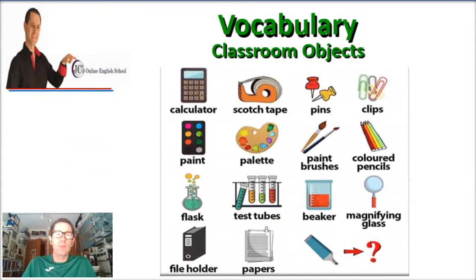Okay, now we're going to continue with our topic of classroom objects. If you remember, last week we studied a few, and this week I selected a few more, so you can have a good collection of classroom objects. Let's read them row by row. The first row has calculator. Calculator is the way Americans pronounce it.